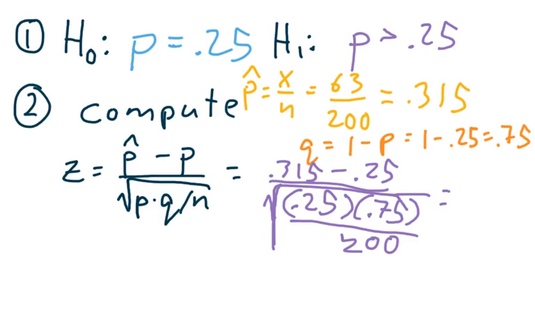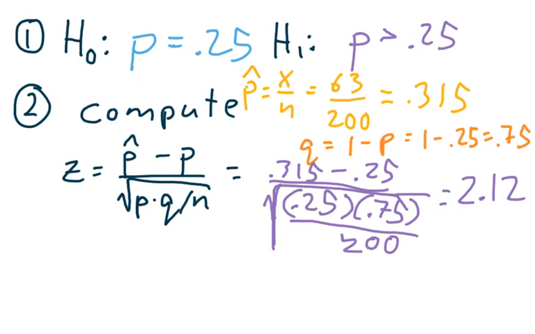Q, we have to calculate as well. That's for the population, remember, so that's 1 minus p, not p hat. So 1 minus 0.25 gives us 0.75. Therefore, we put it all together as 0.315 minus 0.25, all divided by the square root of the entire thing, 0.25 times 0.75, all divided by 200. And we get out 2.12.